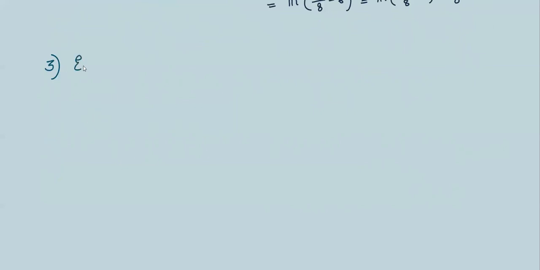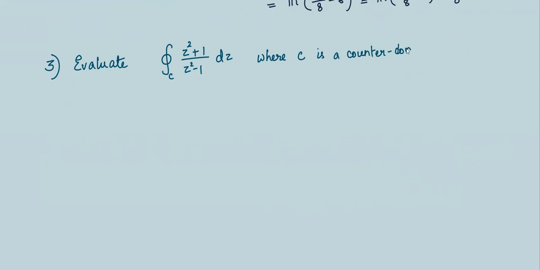Next, evaluate. This is an important question. Evaluate the integral on the closed path of (z square plus 1) upon (z square minus 1) dz, where C is a counterclockwise path given by.